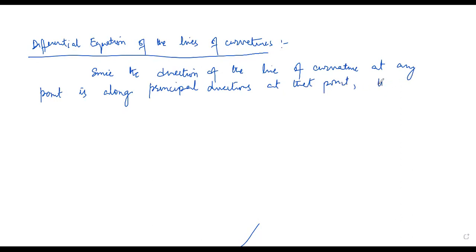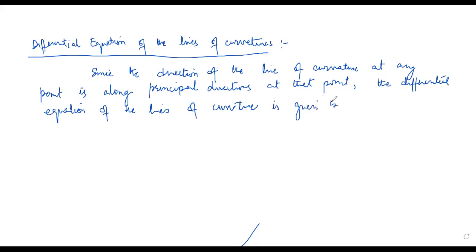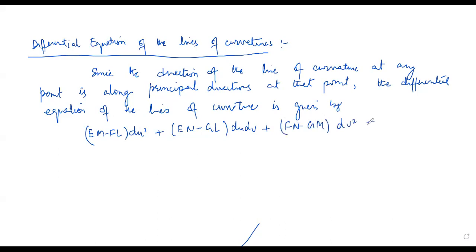the differential equation of the lines of curvatures is given by the same, यानी (En minus FL) times du square plus (En minus GL) times du dv plus (Fn minus Gn) times dv square, equal to 0. अब इसको ऑब्वियसली याद रखना थोड़ा सा मुश्किल है और उसको बहुत बार यूज करेंगे, पर इसका एक बड़ा सिंपल तरीका है याद रखने का.